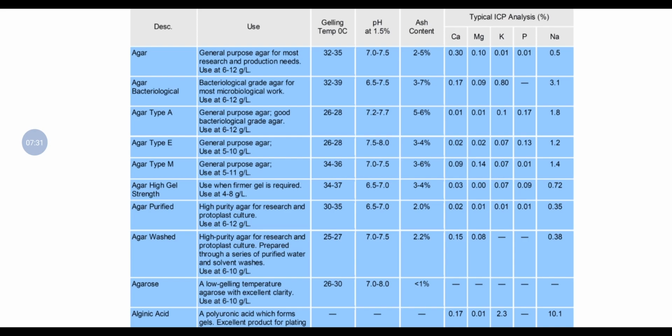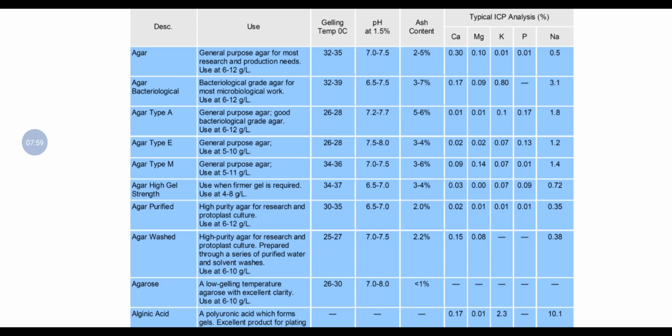Agarose is one more important gelling agent, a low gelling temperature agarose with excellent clarity. This is used at 6 to 10 gram per liter. Here the gelling temperature is 26 to 30 degrees Celsius, pH 7 to 8, ash content is less than 1%. Here typical calcium, magnesium, potassium, phosphorus and sodium are absent.